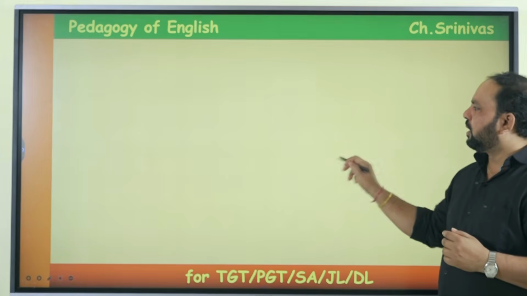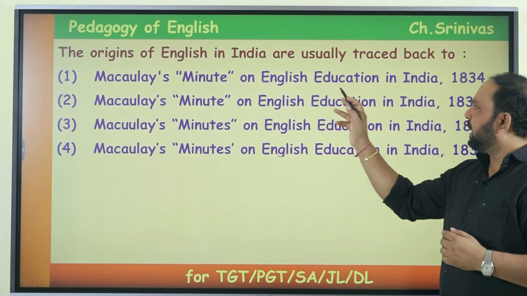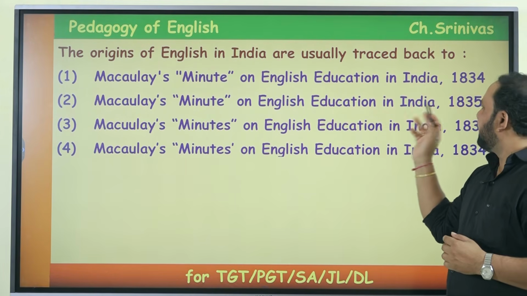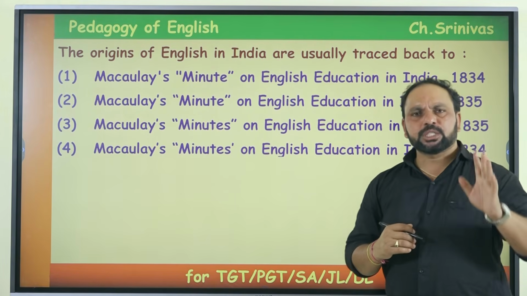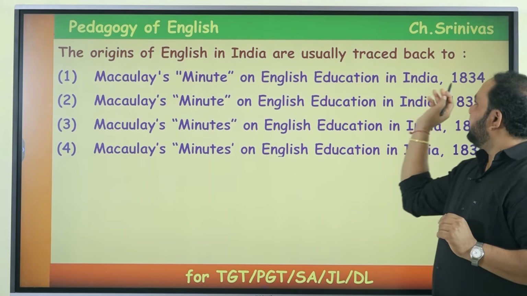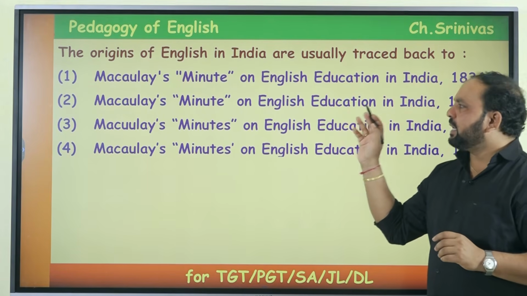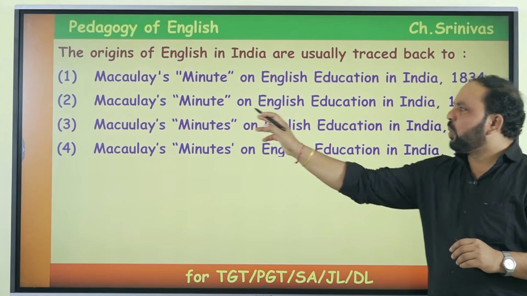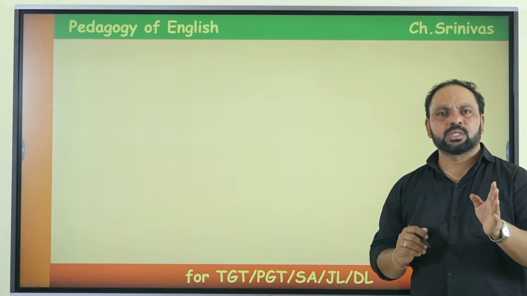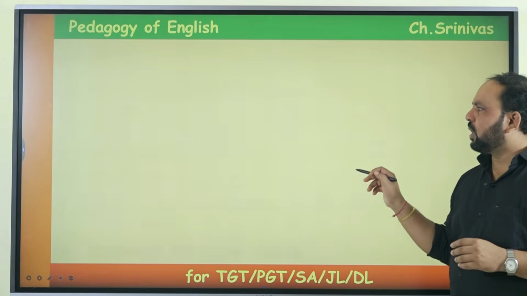Look at the first question, first option. Macaulay's minute on English education in India 1835. Macaulay's minute on English education in India 1835. These two options were wrong. First one is wrong, second one is also wrong. Because here 1834 was given in the first option, that is the reason first one is wrong. And in the second one 1835 is given, but here only minute was given. We all know that minute is a noun which shows a time, which is equal to 60 seconds. So that's the reason it is not at all correct.